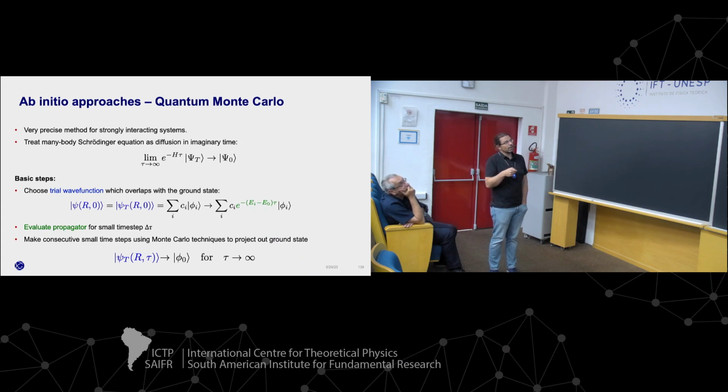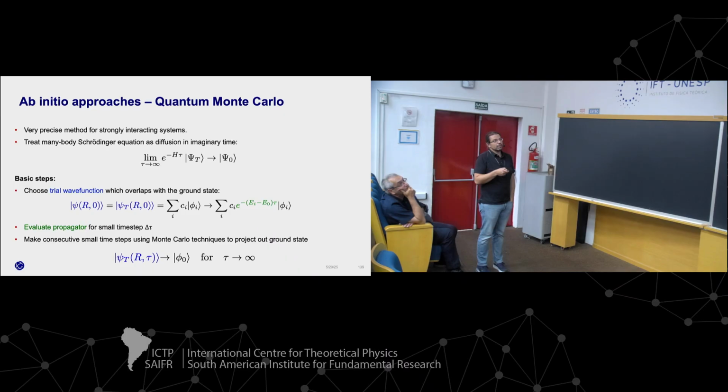The reason this works is that if you expand the trial wave function in eigenfunctions of the Hamiltonian, which I call here phi I, and you put this operator there, you will suppress any contribution that has an energy larger than the ground state. And so over time, the system cools into the ground state. The ground state is the only thing that survives. And then you have your particles distributed according to the ground state wave function, and then you can do any calculation you want for the ground state.